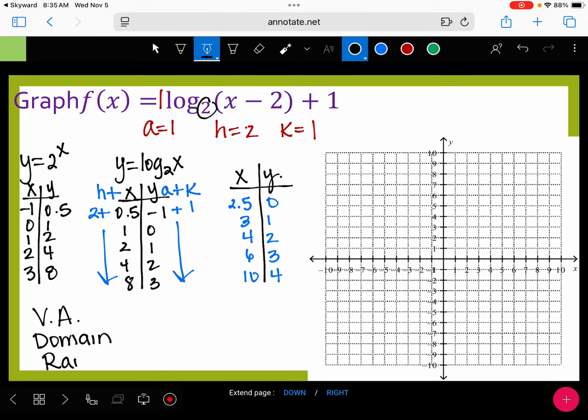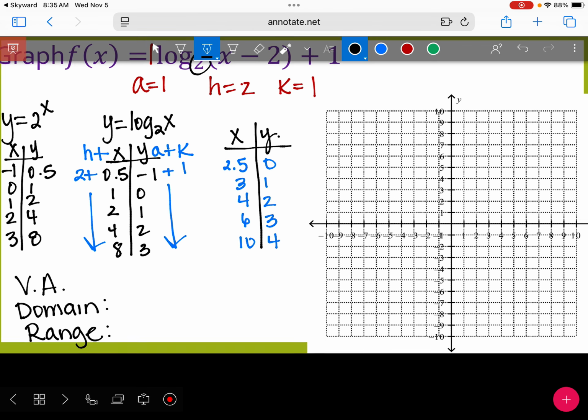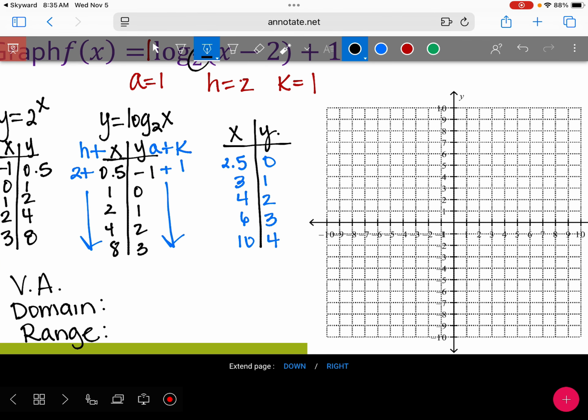Now, personally, before I graph, I like to draw in my vertical asymptote. Where am I drawing the wall now? At positive 2. So pick up your little highlighters, and we're going to draw in our wall at positive 2. This is my wall. I can't go through that wall. And then go ahead and plot your points.